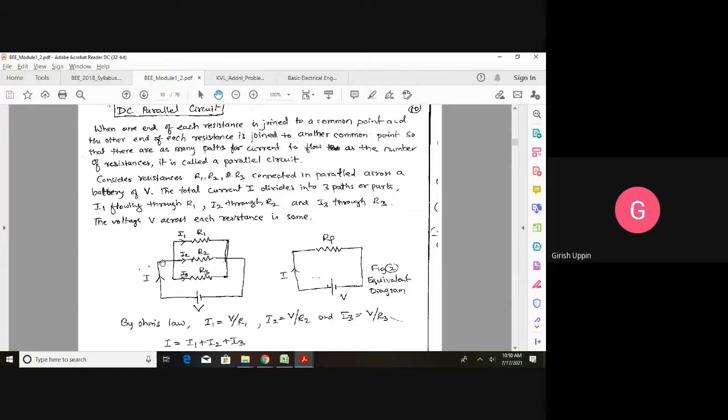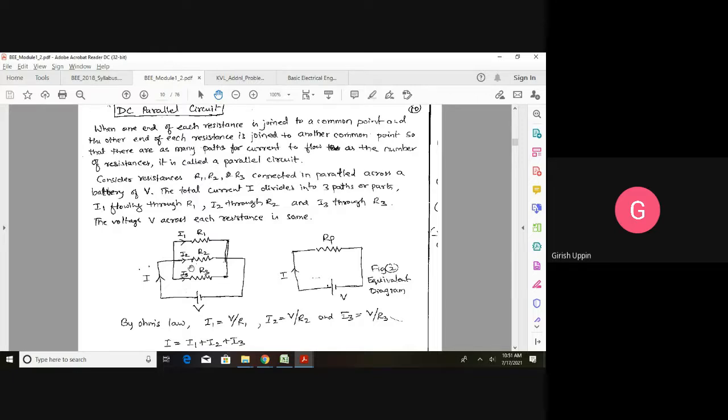So the current will come here. Now it has three paths. Either it can go this way, or this way. So current will flow in all the paths. And how much current will flow? It depends on how much resistance is offered by that particular path. As we know, the current will flow more where the resistance is less. If R1 resistance is less, more current will flow here. If R1 resistance is more, then less current will flow here. But the total current will be equal to the sum of all these branch currents. I is equal to I1 plus I2 plus I3.